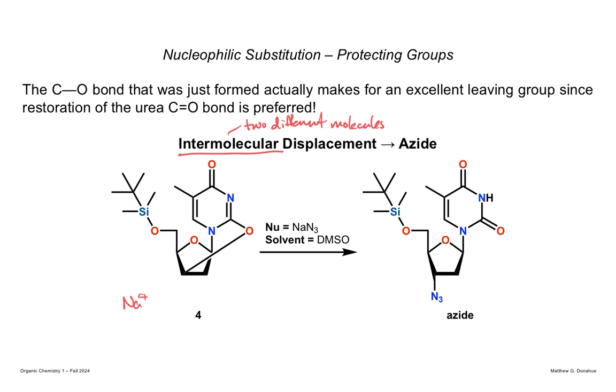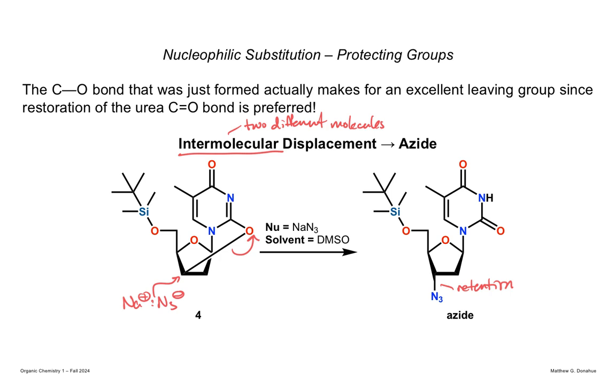So Na+, N3-, that attacks 180 degrees to the leaving group. That bond breaks or sort of leaves, but the leaving group is retained in the molecule. And so now you have retention. So we have the azide in there where it needs to be in the right stereochemistry.